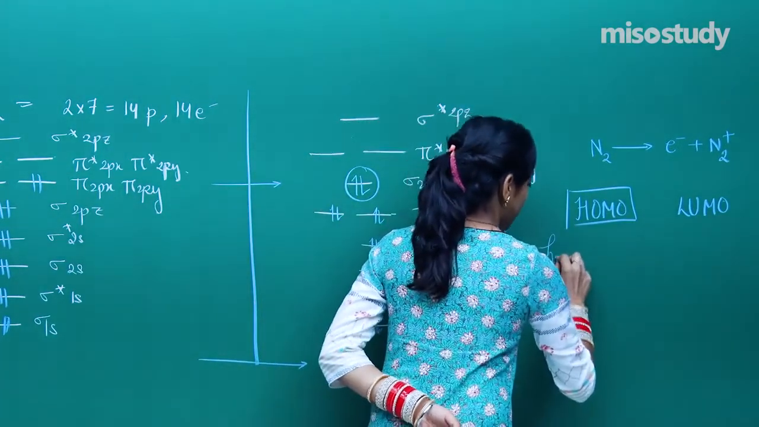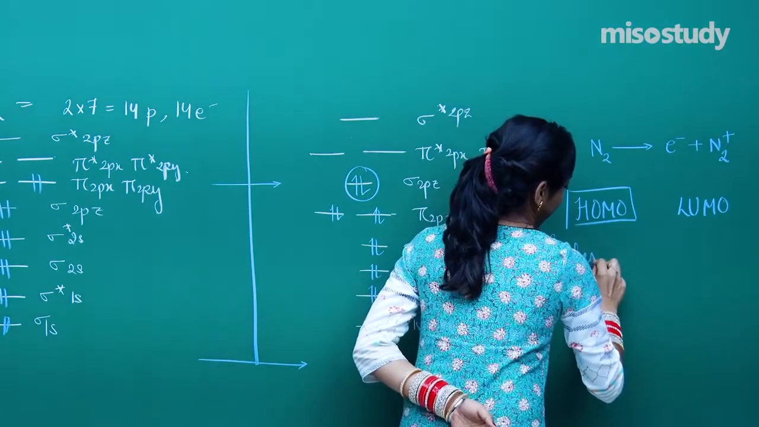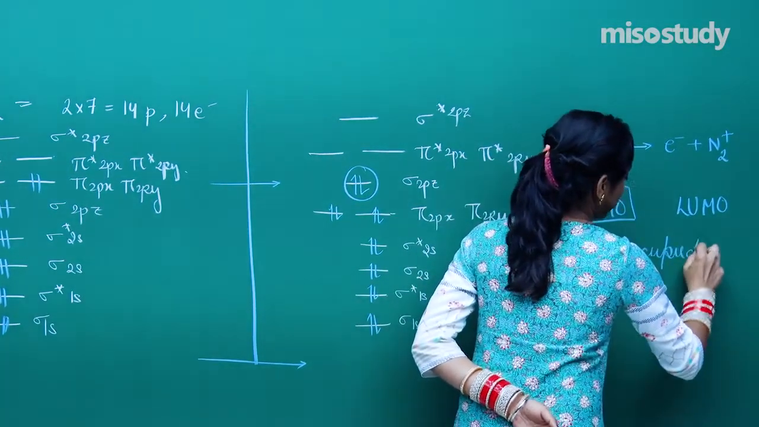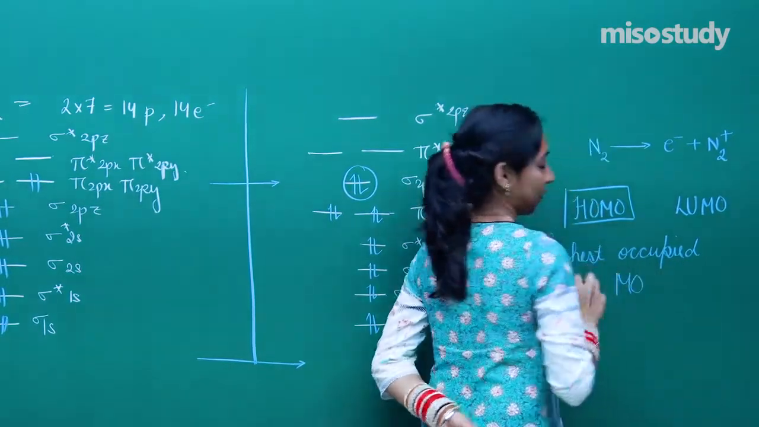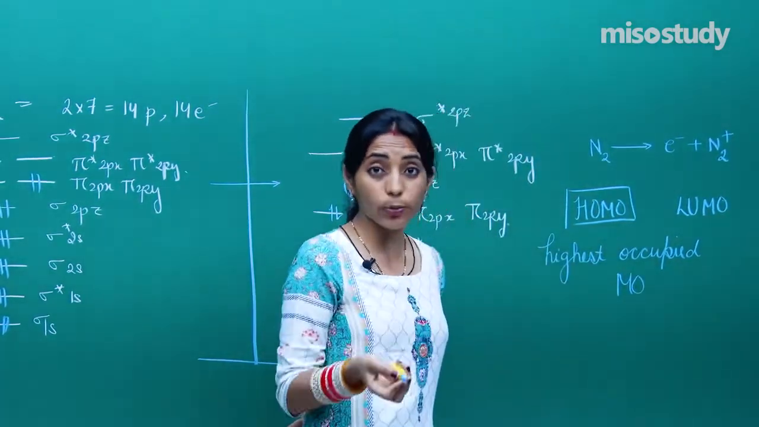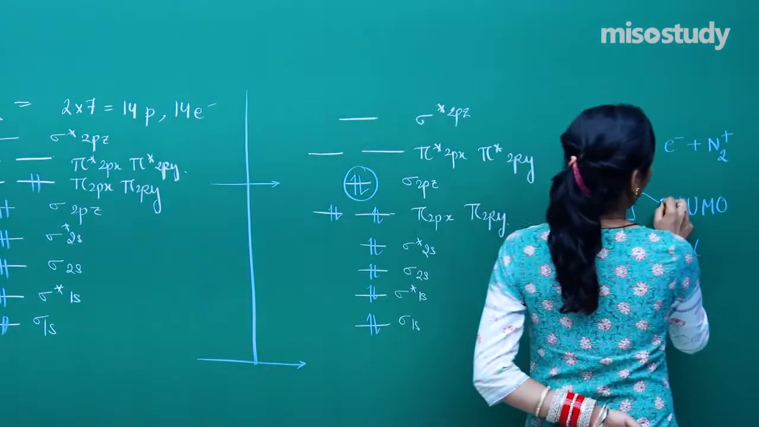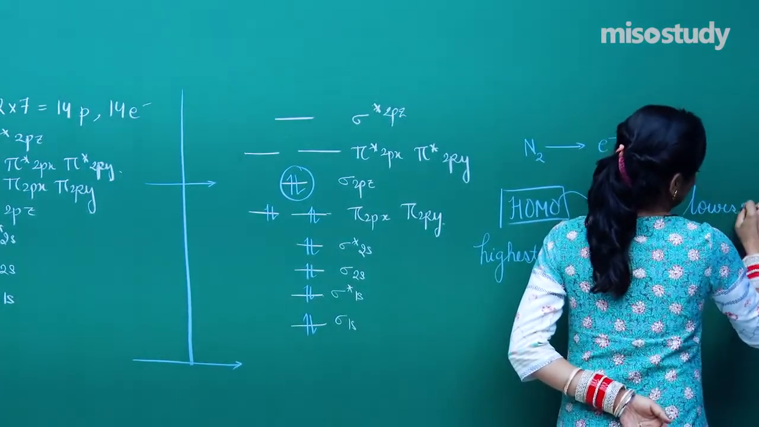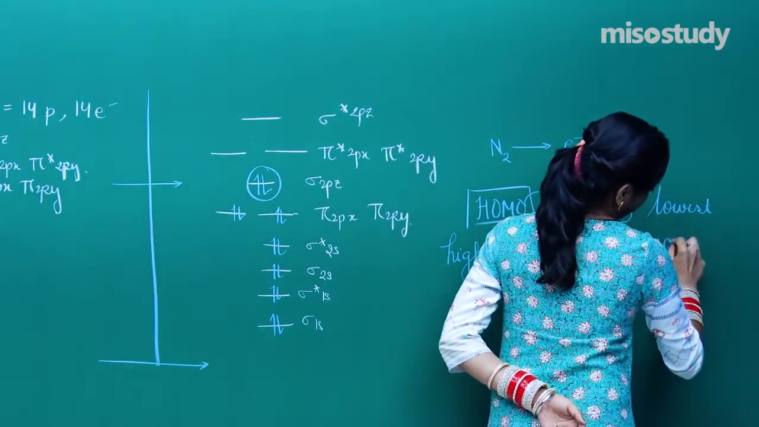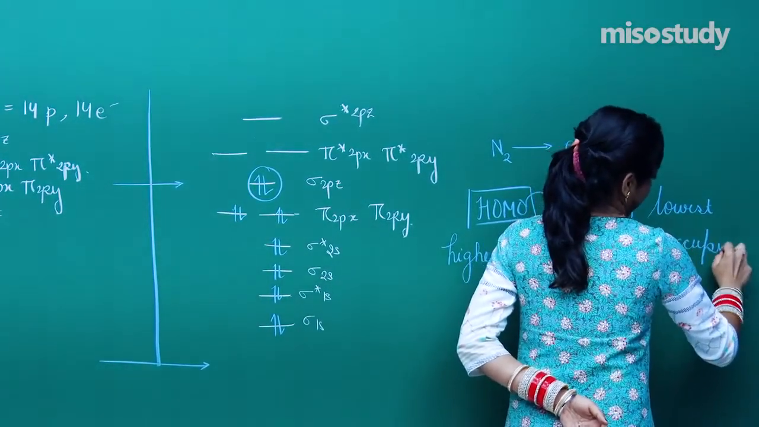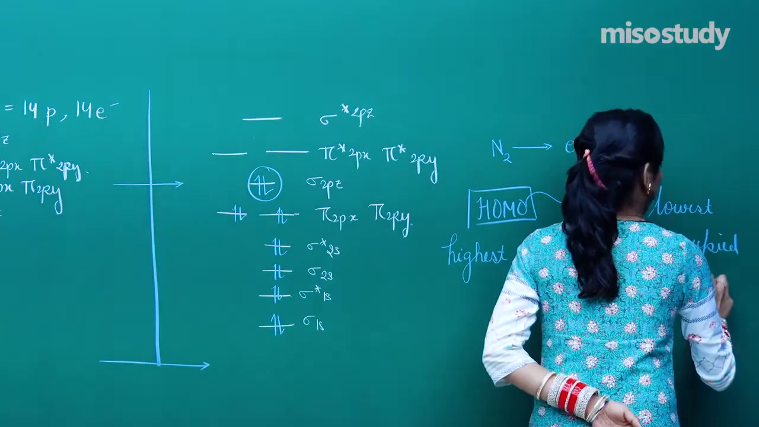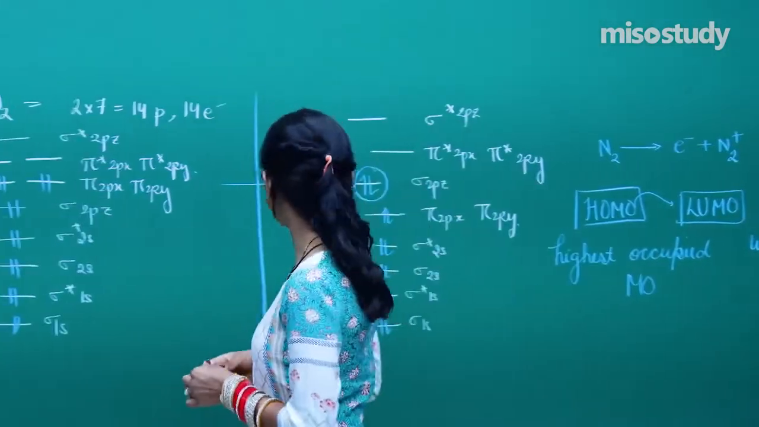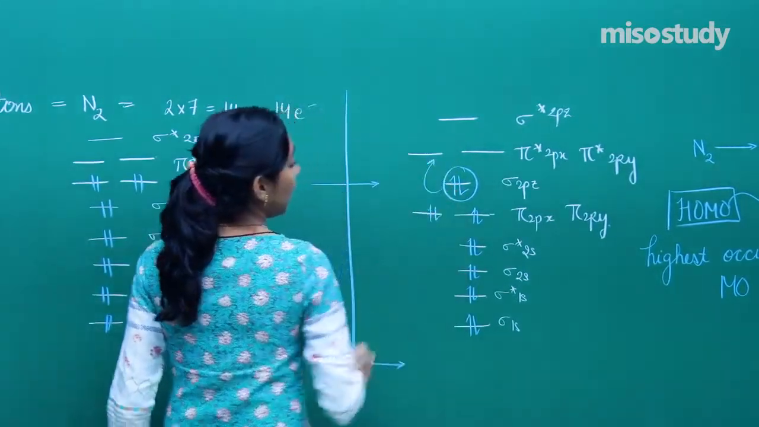HOMO means highest occupied molecular orbital, right, and that particular electron will be going to LUMO, which is lowest unoccupied molecular orbital, right? So in the case of nitrogen, the outermost electron you can see is in sigma 2pz.